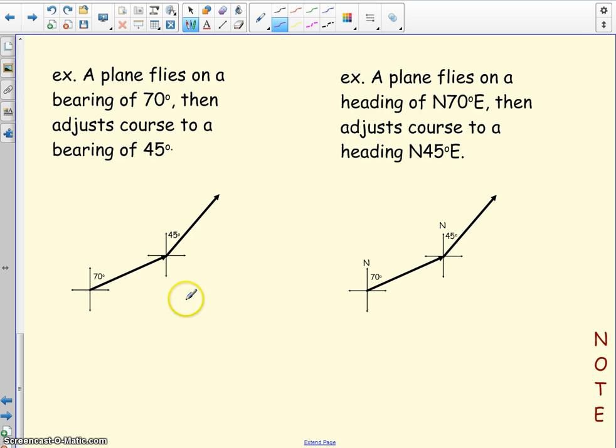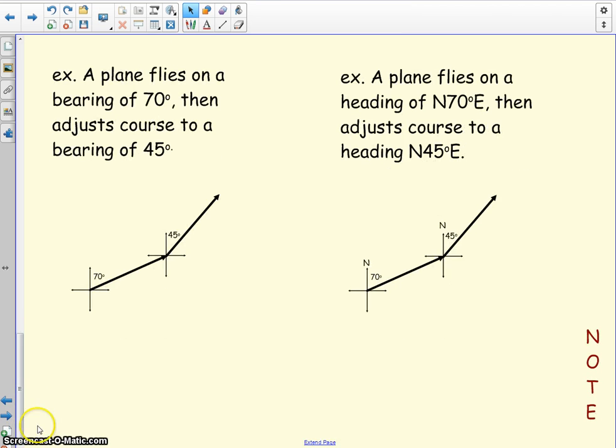If you want to represent that exact same situation using headings, we'd say they're going north and then 70 degrees to the east, and then from there going north 45 degrees to the east. So just two different ways of representing the exact same course that an object might be taking, but just know what they mean so you can set up a word problem appropriately.